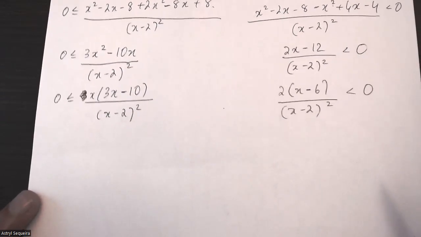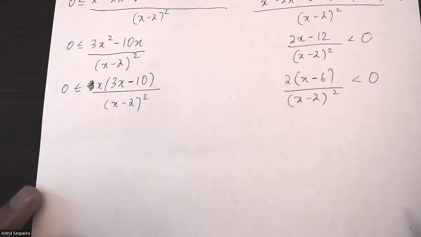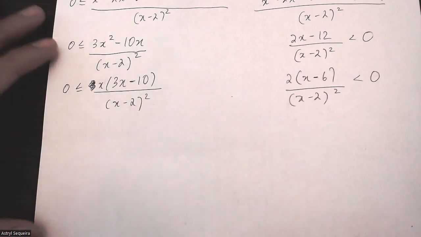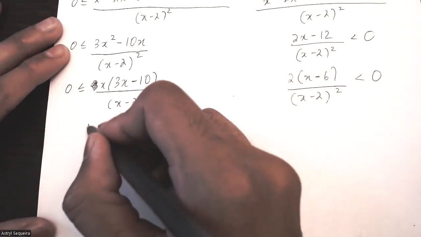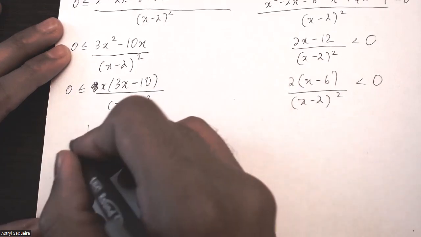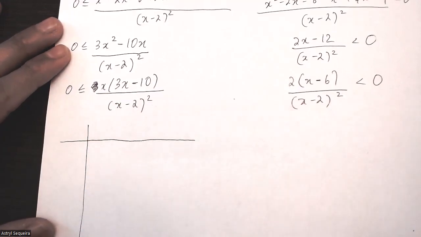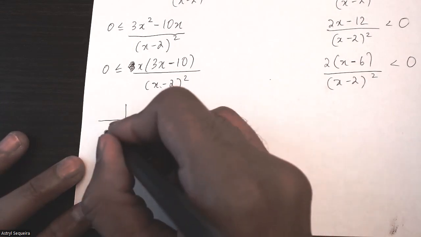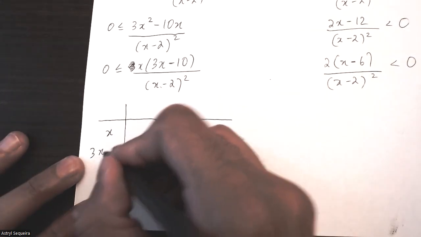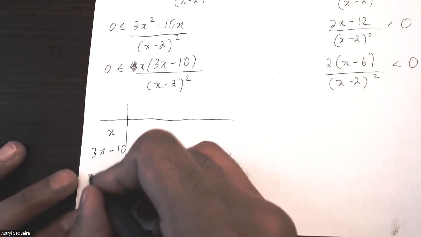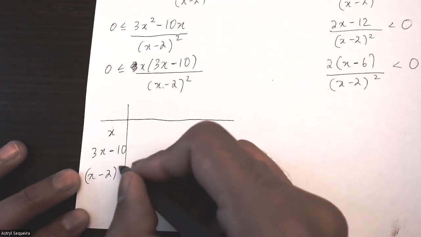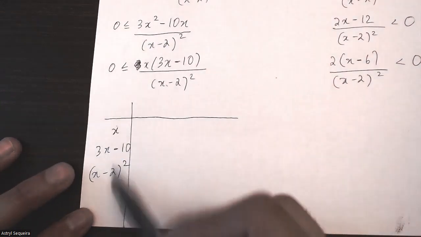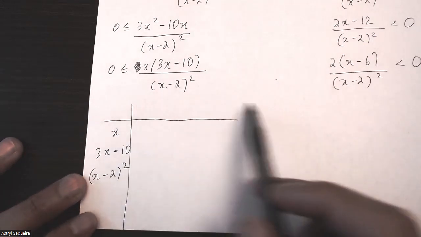You can either use a number line or a sign chart. I'm going to do a sign chart for this one just to explain sign charts. So I'm going to start with my columns over here. Just going to put all my factors over here. Again, there's multiple ways you can do this, but this is the way that I'm going to show it with the factors over here and then the intervals over here.